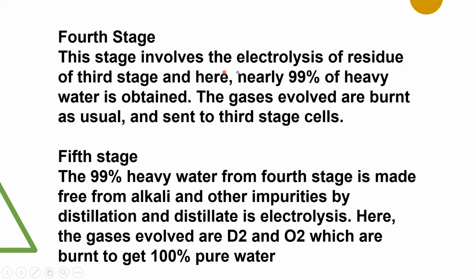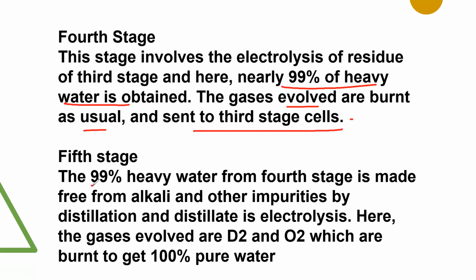Fourth stage. This stage involves the electrolysis of the residue of the third stage. In each and every stage we have to do electrolysis, that is, by passing current. So in this fourth stage, nearly 99% of heavy water is obtained. The gases evolved are burned as usual and sent to the third stage cells.